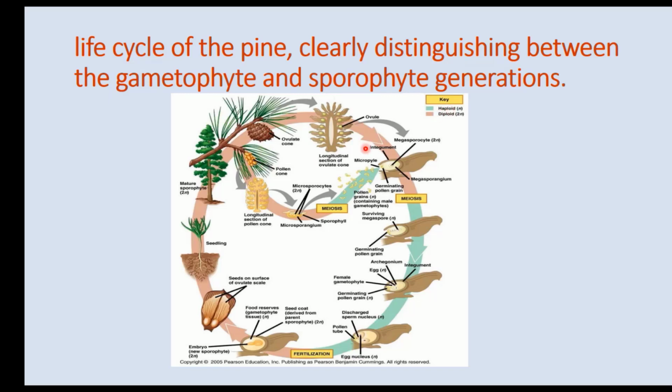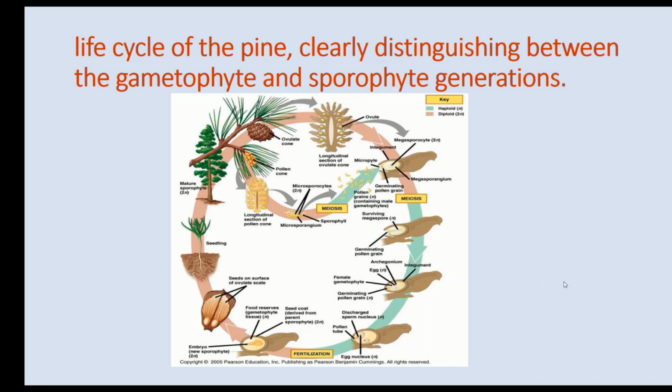The key is here, that in blue. Okay, I'm colorblind. This is green, I think. So in green, it's haploid, and in brown, it's diploid. And that's the key in this life cycle of whatever is happening here.